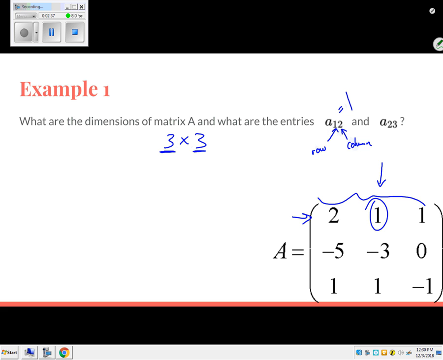So A sub 2, 3. Again, it goes rows by column. So we're talking the second row, and then this 3 right here is the third column. So second row, third column is this 0. I might refer back to that as far as a specific entry, and that's how I will word it, A sub 1, 2, or A sub 2, 3, or A sub 3, 3, however I need to.